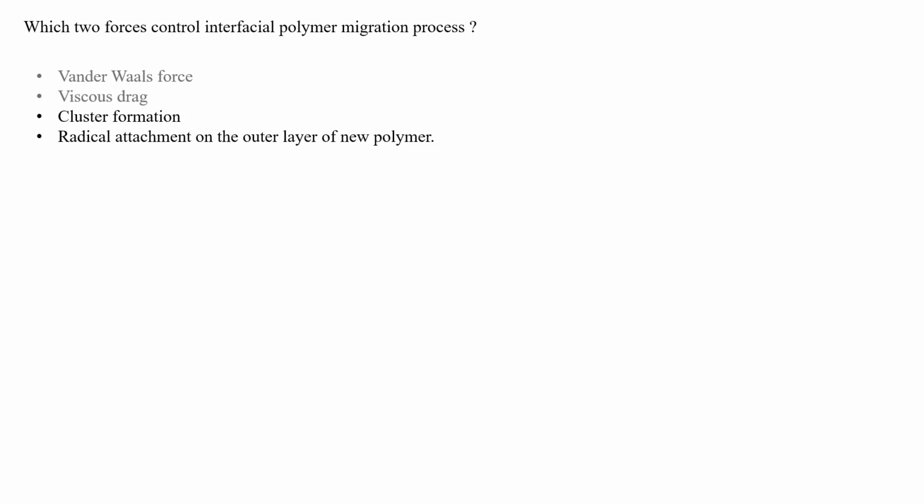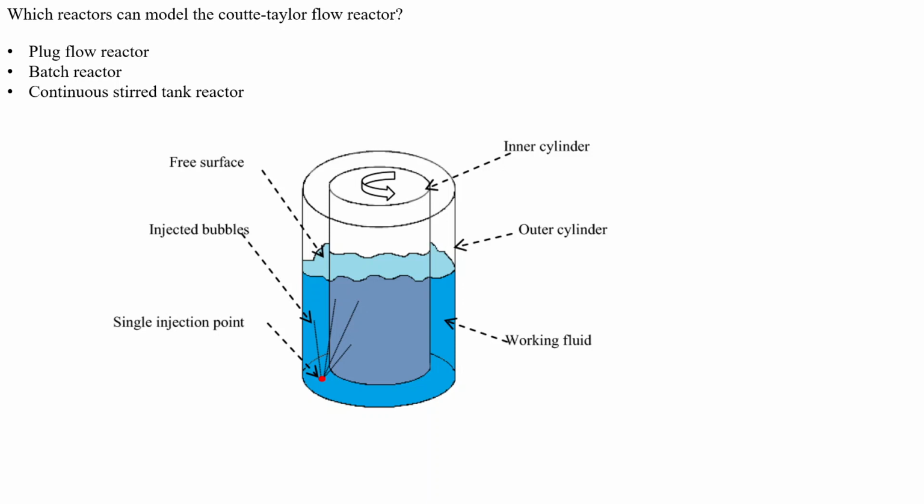Okay, so moving on to the next question. Which reactors can model the Couette-Taylor flow reactor? So we have the Couette-Taylor flow reactor shown, the Couette flow scheme shown here. What happens in Couette flow is that either the outer cylinder is stationary or the inner cylinder is stationary, and one of them is rotating.